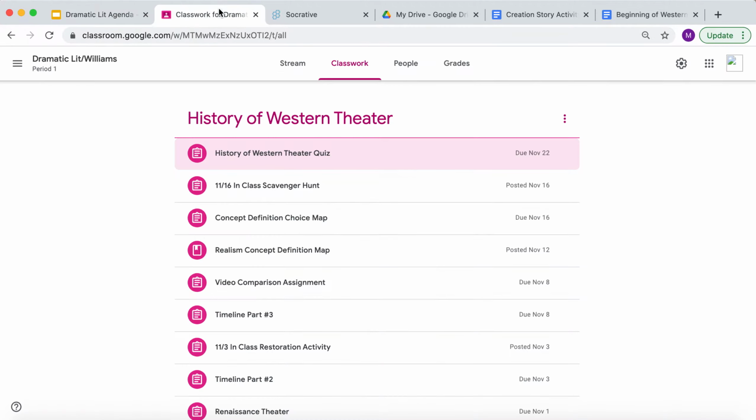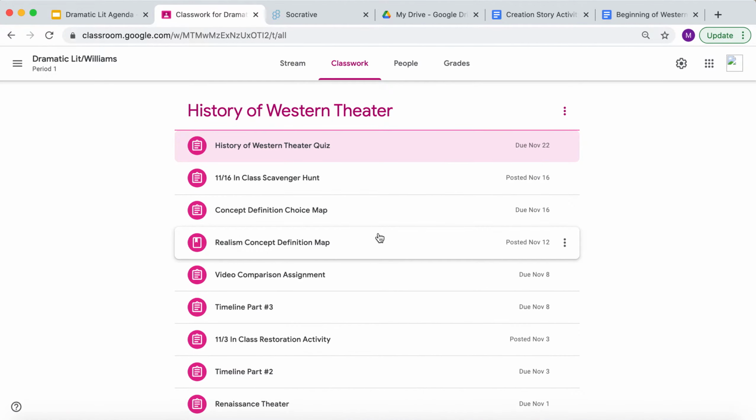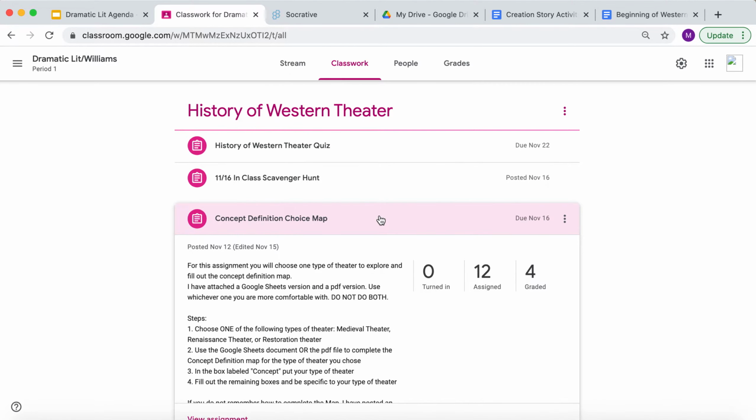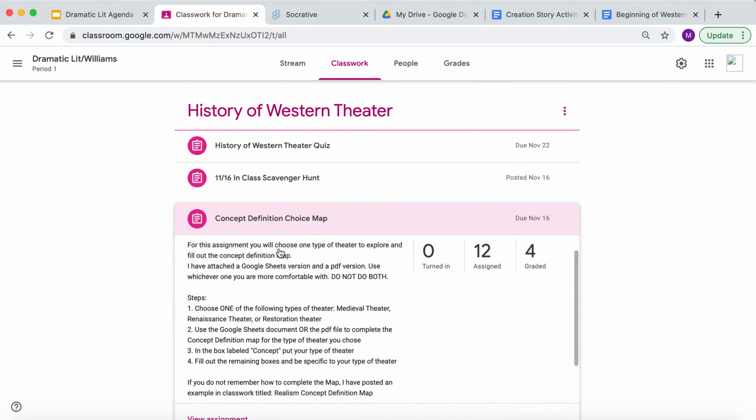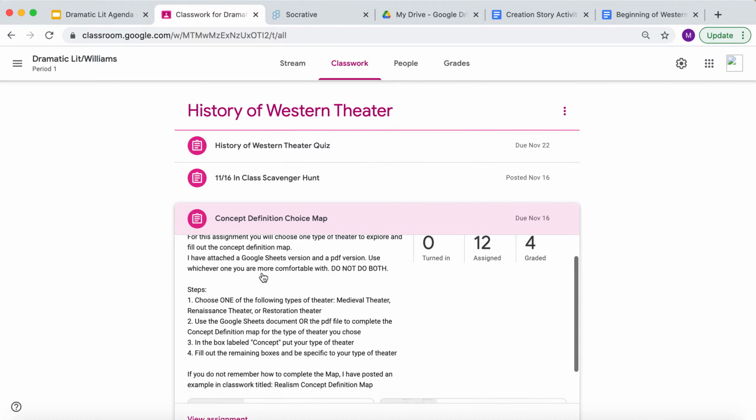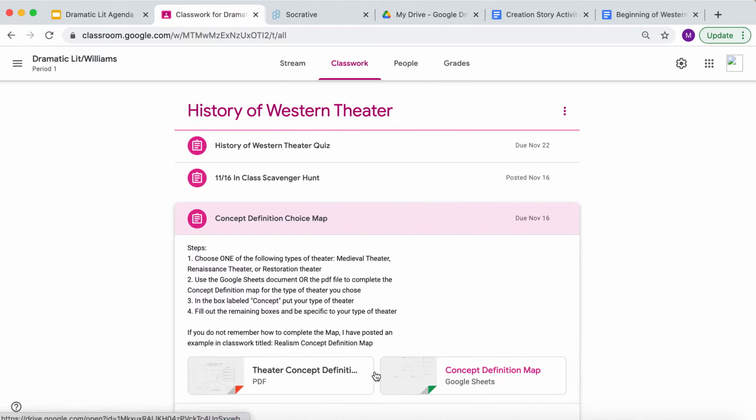Next, we talked about some missing assignments, specifically the concept definition map. So for this assignment, you are to choose one type of theater to explore and fill out the map. There is both a Google Sheets version and a PDF version. Don't do both of them, just pick one. I just wanted to give you an option so that if you like PDF better, you could use PDF, or if you like Google Sheets better, then you can use Google Sheets.